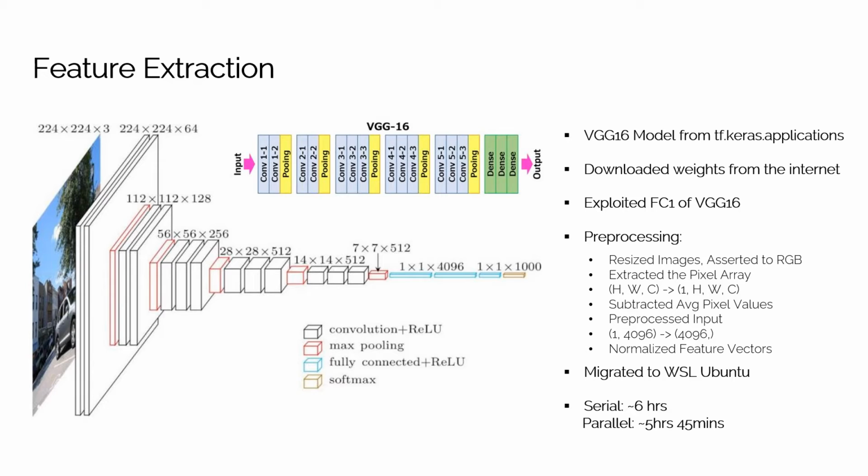So coming to how we did the pre-processing, we initially resized the images to 224 cross 224 cross 3. We asserted them to 3 channels or RGB colors, extracted the pixel array, expanded dimensions by including the batch dimension, subtracted average pixel values, pre-processed input using the VGG16 submodule's method, and also reduced the dimension, removed the batch dimension, and then we normalized the features. It's a typical feature extraction that is also given in the Keras documentation.